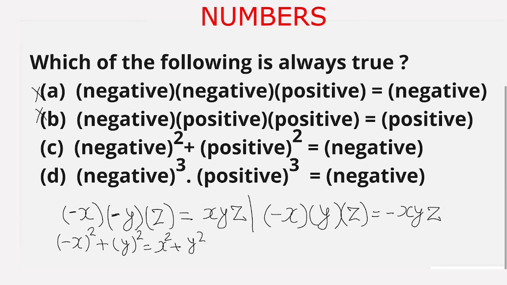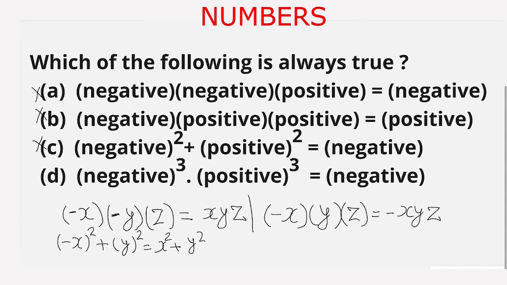So these two, x square plus y square, both are positive, and option C says negative square plus positive square is negative, and we are getting it as positive. And one thing we have to remember, whether it is a negative number or a positive number, when squared it is always positive. Thus statement C is not true. Now the only option left is option D, which has to be true. Then also we check it.